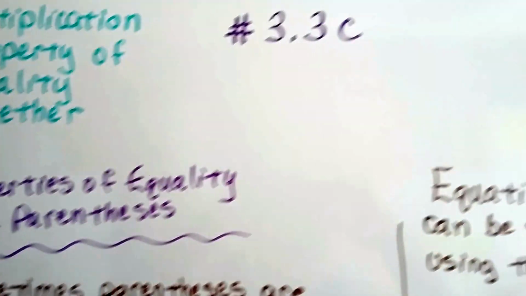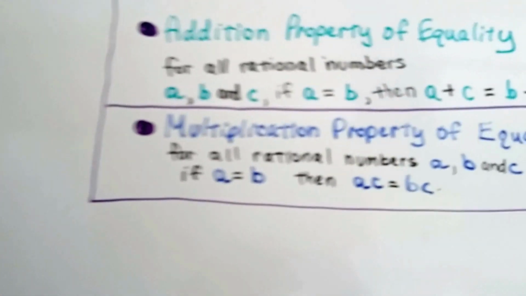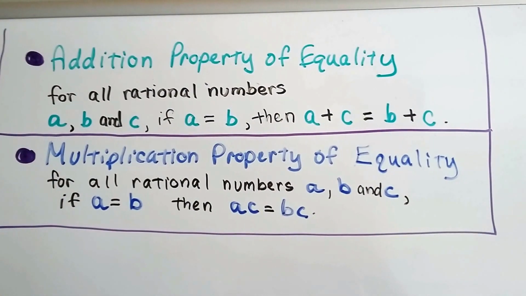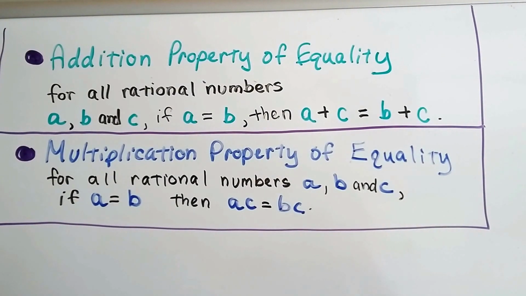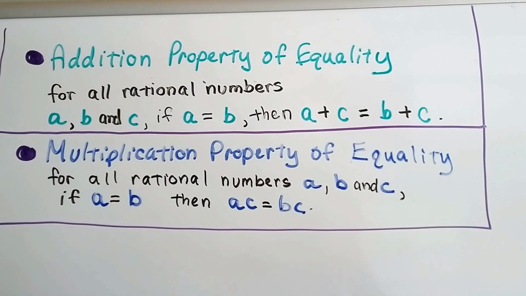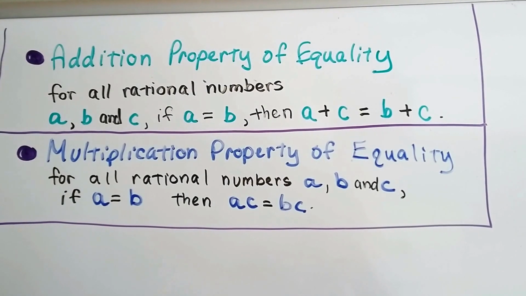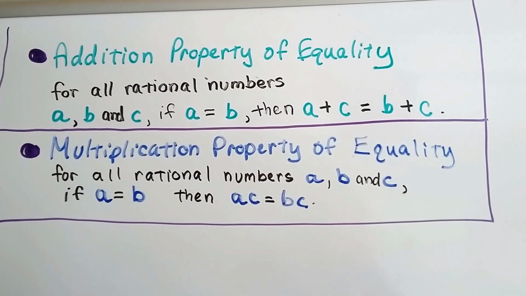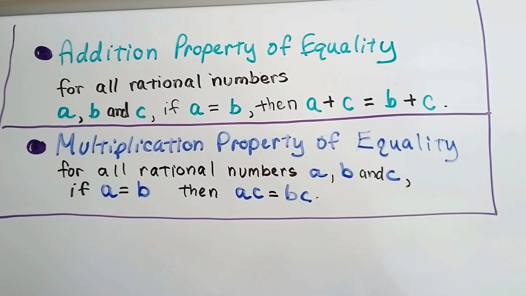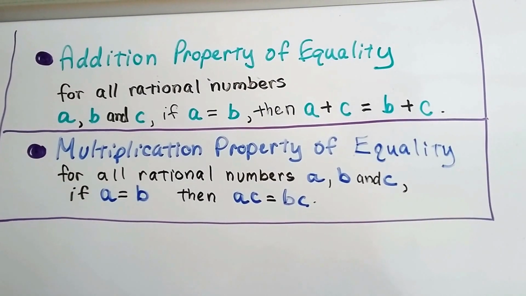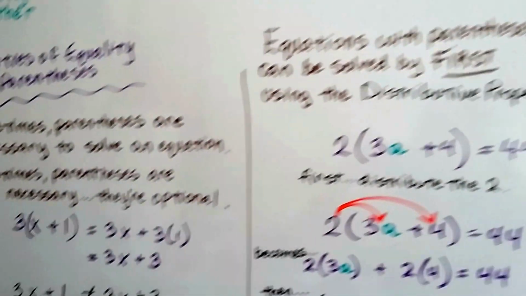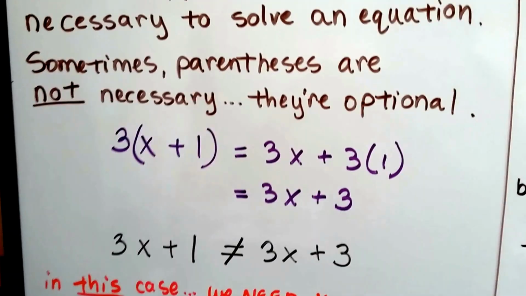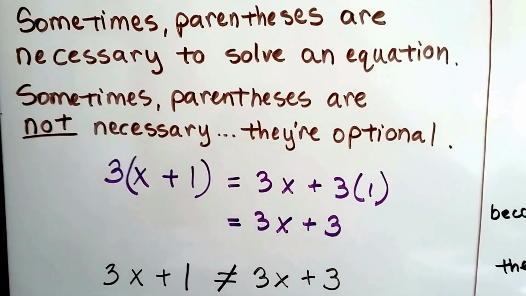Just to remind you, the addition property of equality says that if a and b equal the same thing, then we can add c to either one of them and it'll equal the same thing. And for the multiplication property of equality, if a and b equal the same thing, we can multiply a and b by the same thing and get an equivalent equation. See? All right, so sometimes parentheses are necessary to solve an equation, and sometimes parentheses are not necessary.